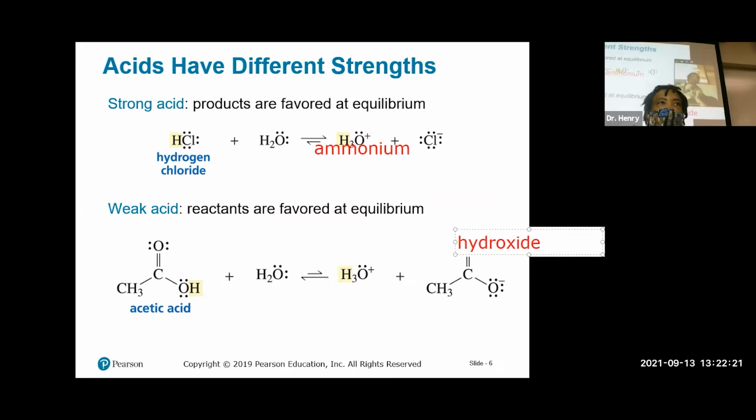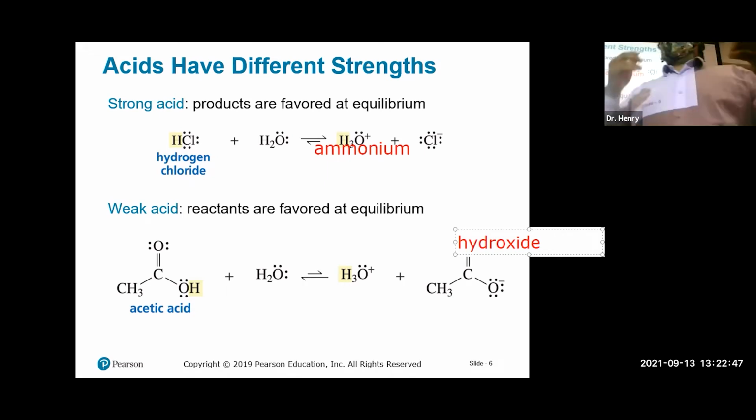It doesn't want to let go. Remember, hydrogen is a bully. He's like, no, you're not going to let go, I'm going to keep you. And so that's a weak acid, right? And we know that if it doesn't dissociate, if that H doesn't get removed, that is what makes it weak.